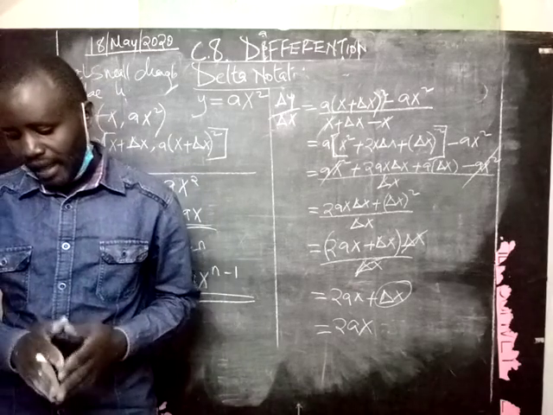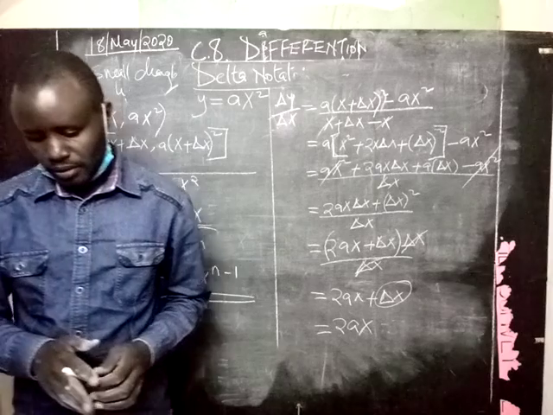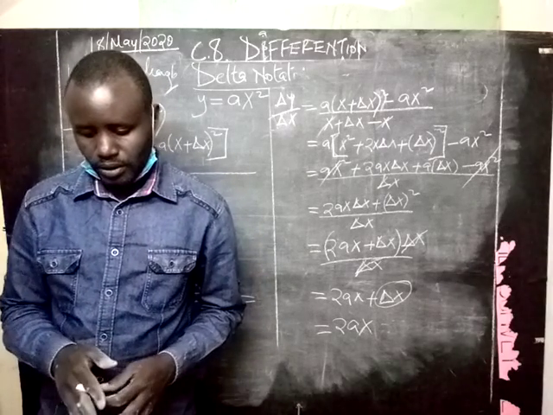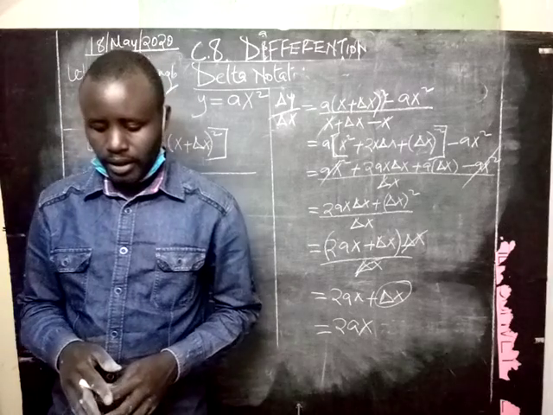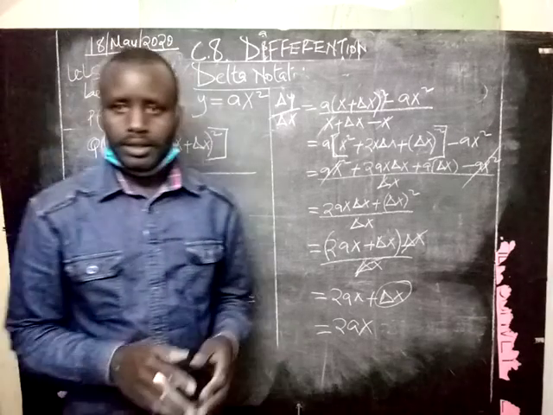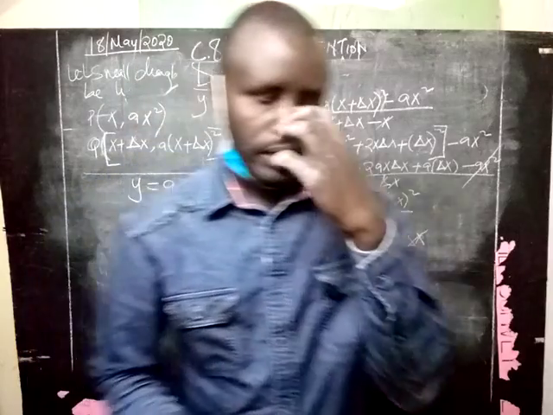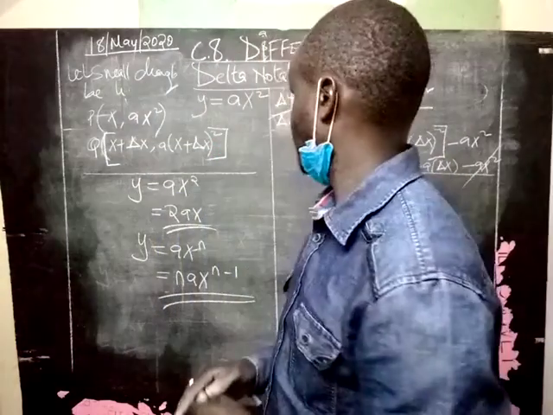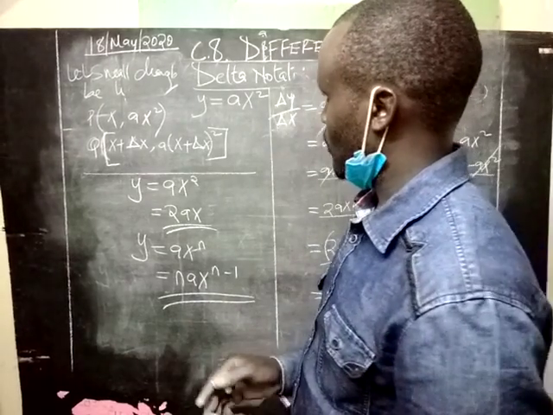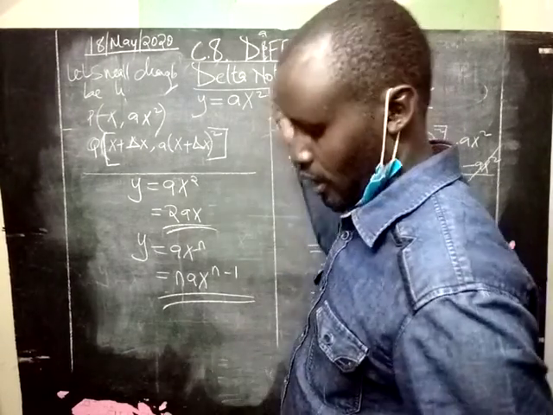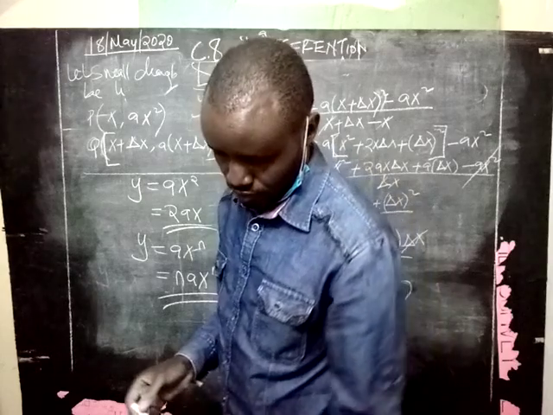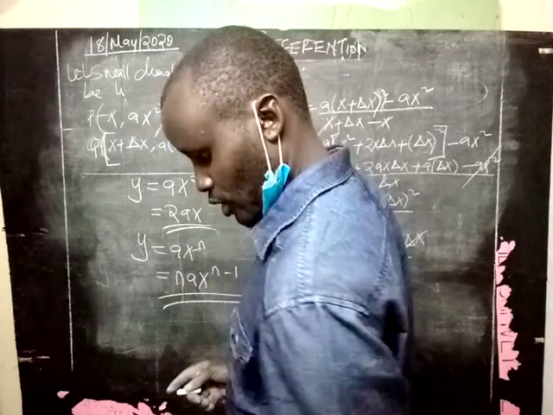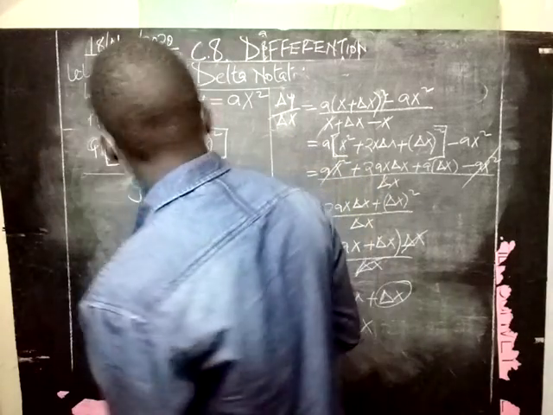The derivative of a sum of a number of terms is obtained by differentiating each term. The derivative of y equals ax raised to n is n a x raised to n minus 1. That is our delta notation. So I want you to differentiate this. Can you differentiate these parts?